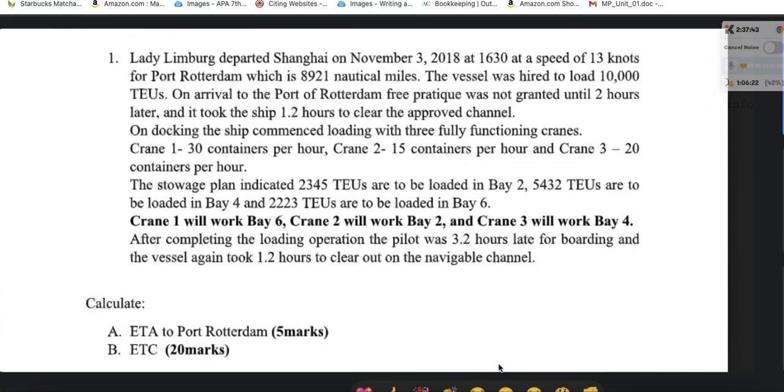And now we're doing the final crane, which is crane number 3, which is loading a whopping 5,432 TEUs, and the crane assigned to it is loading 20 TEUs per hour.